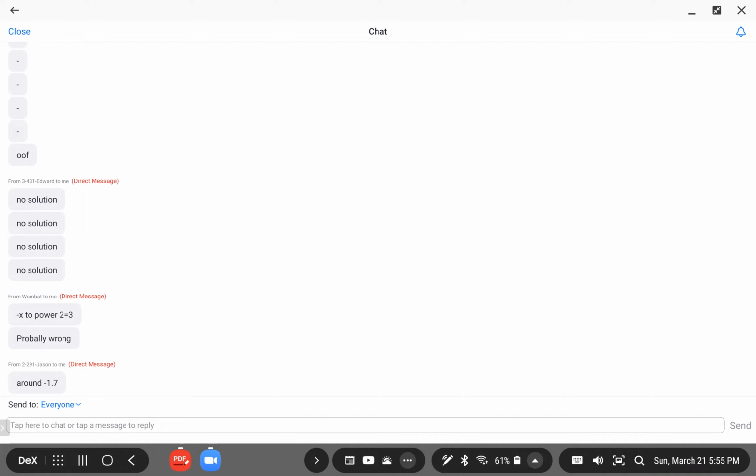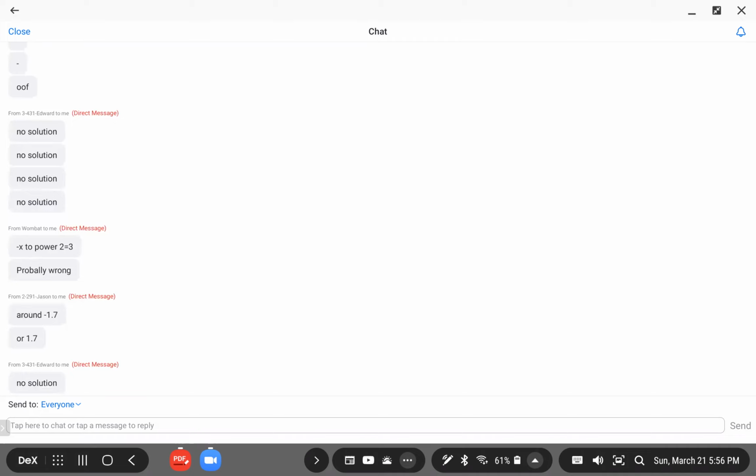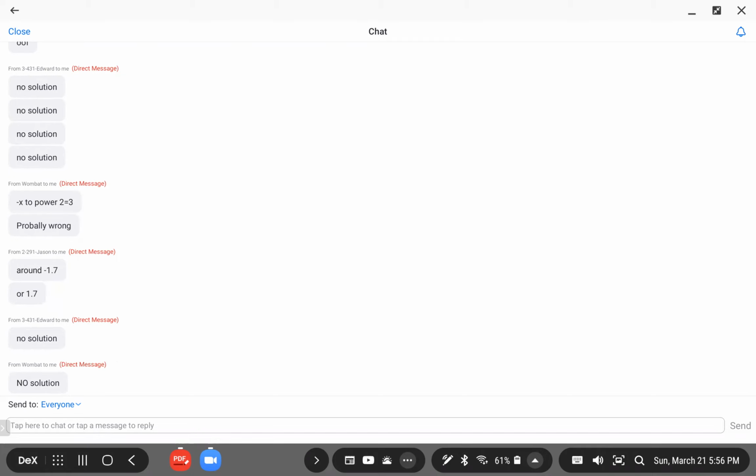Yes, and then Edward says it's still no solution. And Jason says it's around negative 1.7. Okay, Wombat and Jason, you're both wrong, because your sign is wrong. Still wrong. Negative 1.7 and 1.7 are the same thing because they both square to 3. It's going to be no solution.